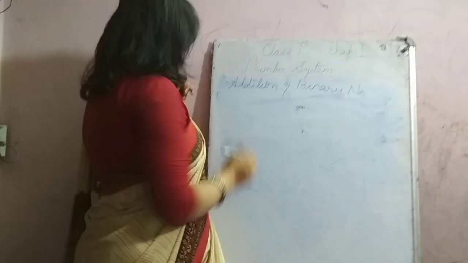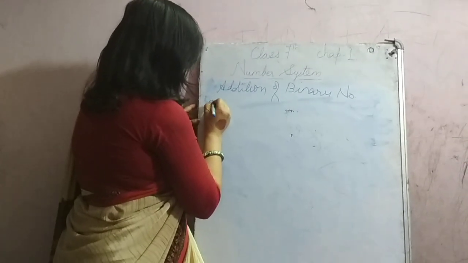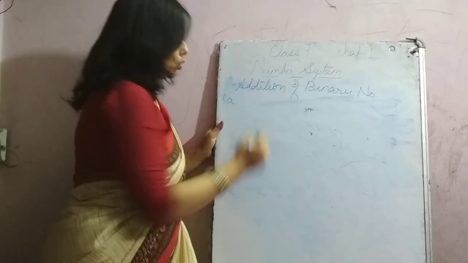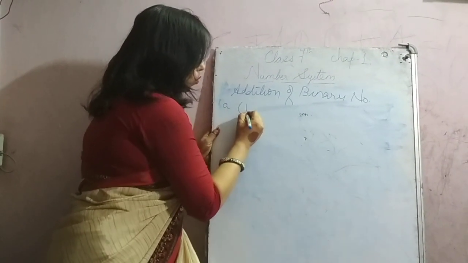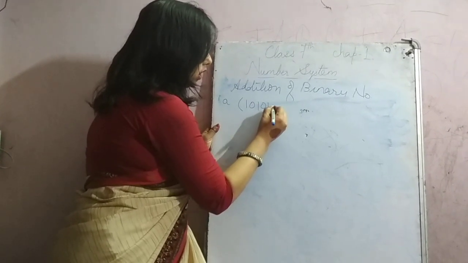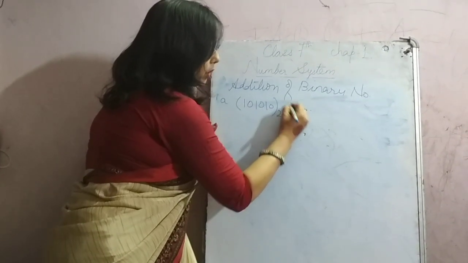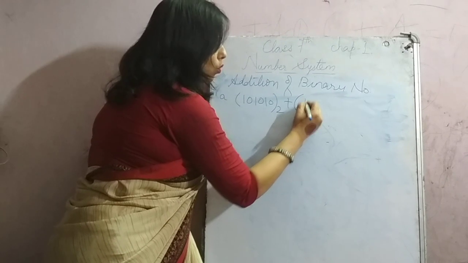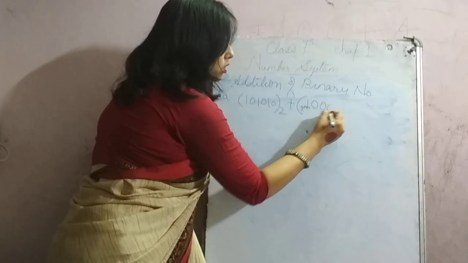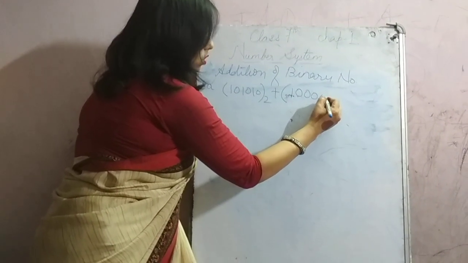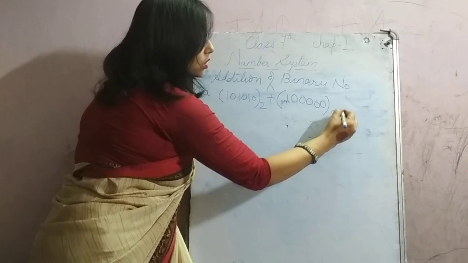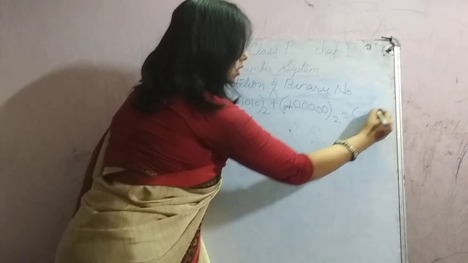Okay. Now first question I am going to give you in binary addition: 1 0 1 0 1 0 plus 1 0 0 0 0 0. Now what will be the answer?